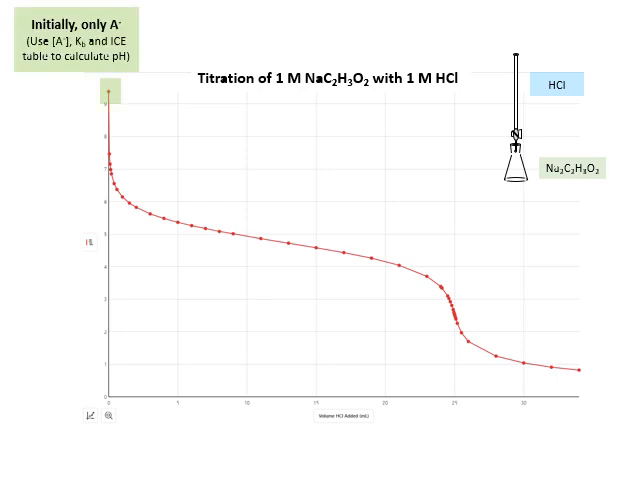At this point, we have only a solution of the weak base. To calculate the pH of this weak base solution, you'll need to know the concentration of the weak base, the Kb value, and use an ice table.